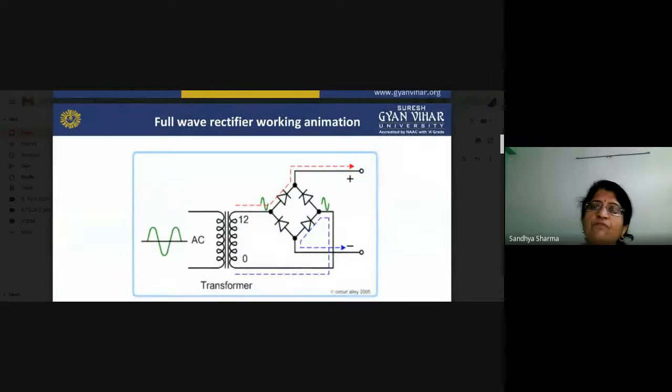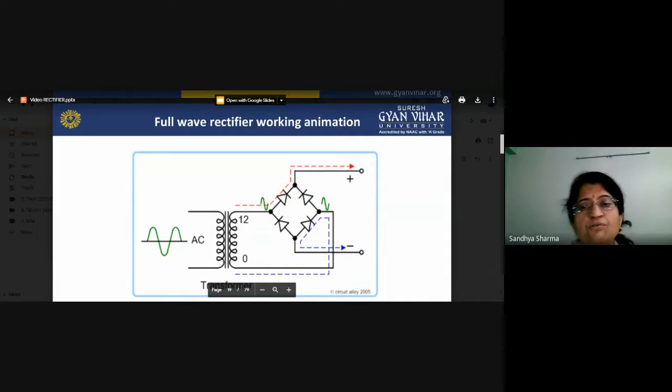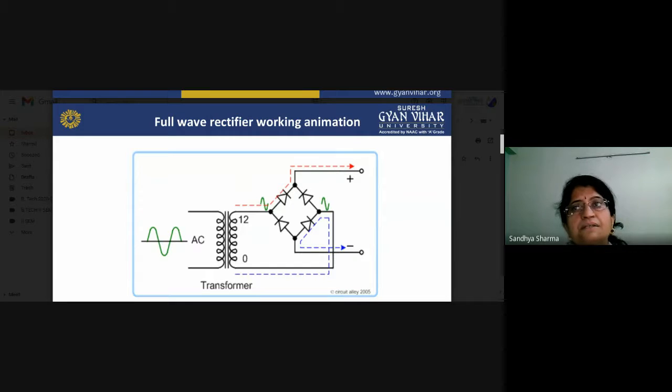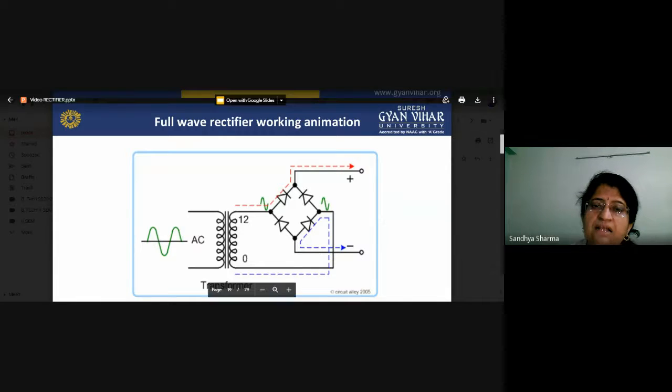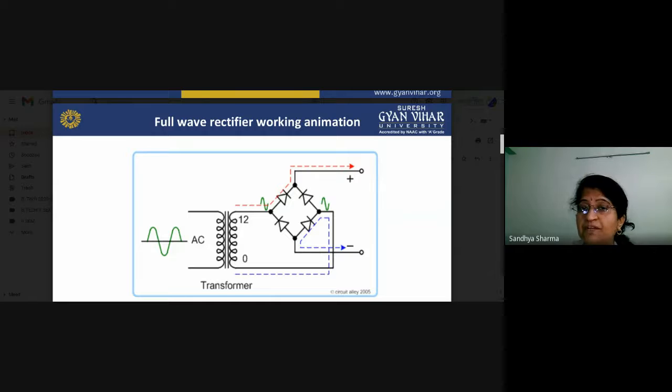There is another process of full wave rectification. In the previous diagram we required a center tapped transformer, which is a very costly device, and the overall circuit may be designed at a very high cost. If we want to reduce the cost, we take a normal transformer and use four diodes. We connect these four diodes as a bridge, as we have seen in our bridge balancing circuit.